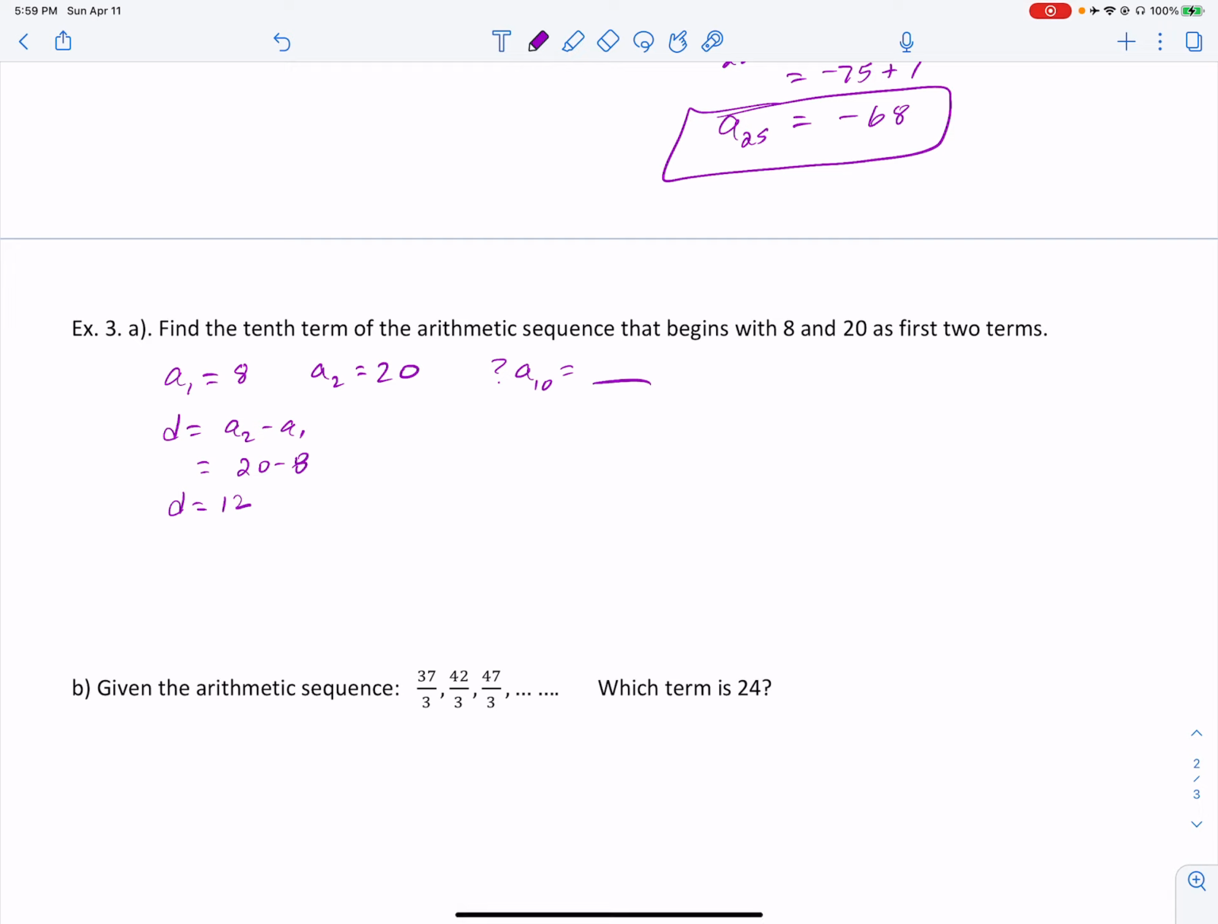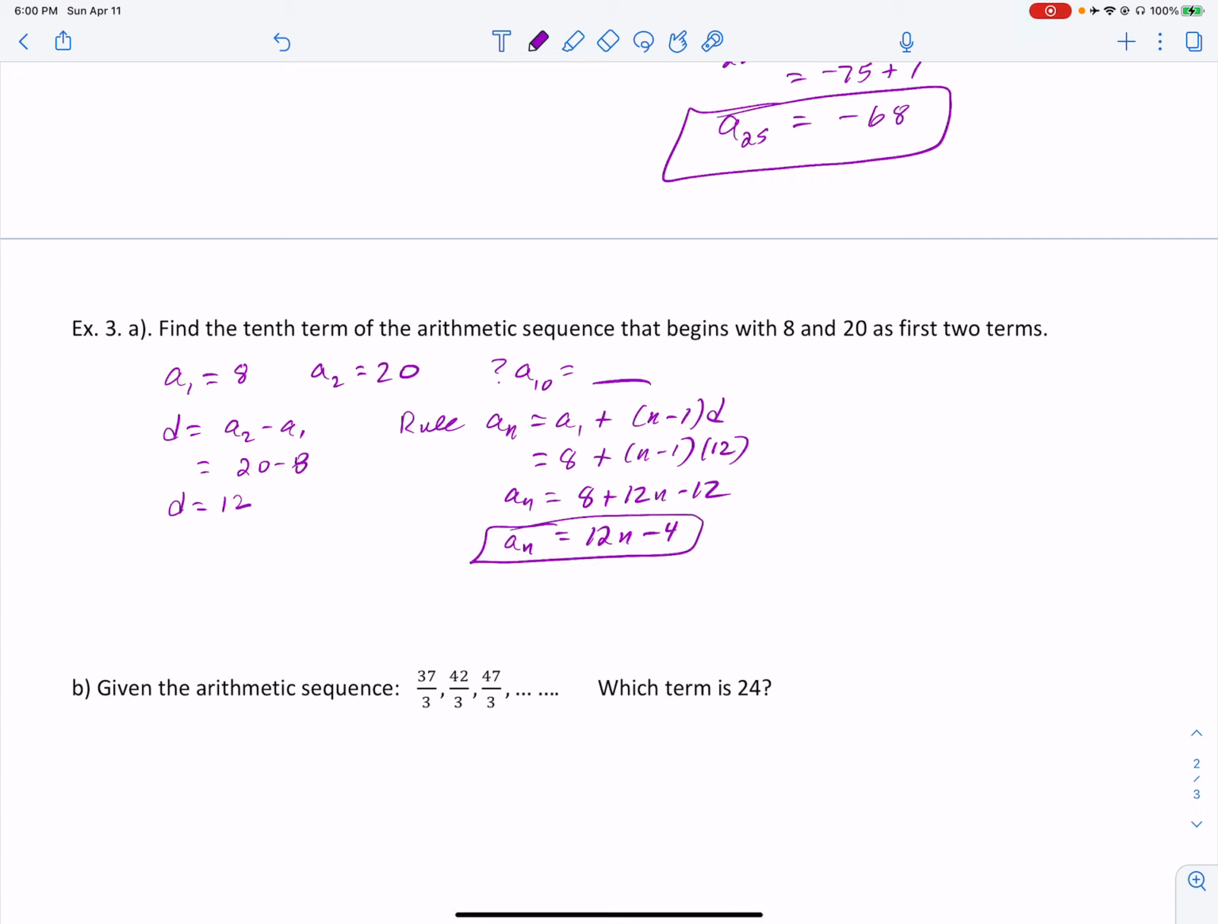So now we're going to write the rule. Again, it's a sub n is a sub 1 plus n minus 1 times the common difference. So we have 8 plus n minus 1 times 12. And you get 8 plus 12n minus 12. So a sub n is 12n minus 4.